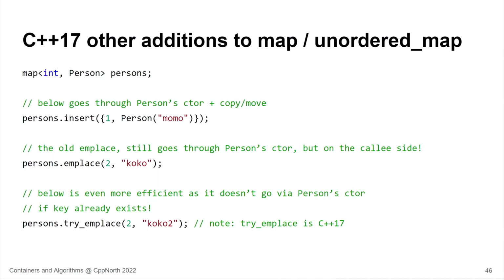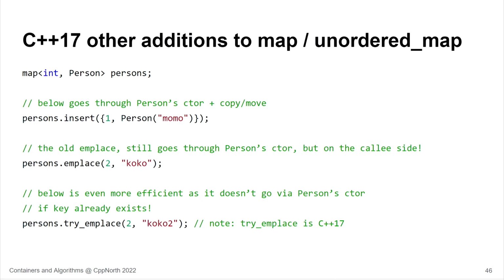C++17 added other additions, like, for example, we have emplace on map before C++17. I mean, we could call insert in order to insert a pair into a map, but we could have called emplace, and here emplace would create the person, the person named Coco, inside the callee, inside the map. So we call the constructor on the other side. So we save the need for a copy or for a move, okay?